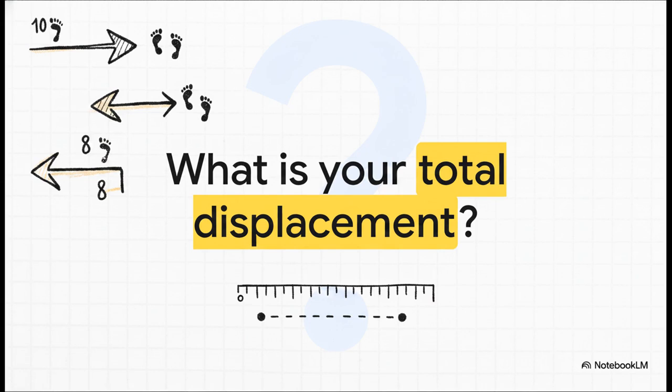Now, I want to leave you with a challenge. Grab a piece of paper and try mapping out this practice journey yourself using that tip-to-tail method we just went over. If you walk 10 paces forward, 3 paces forward, and finally 8 paces backwards, what is your total displacement? See if you can calculate your exact change in position before your next physics class.